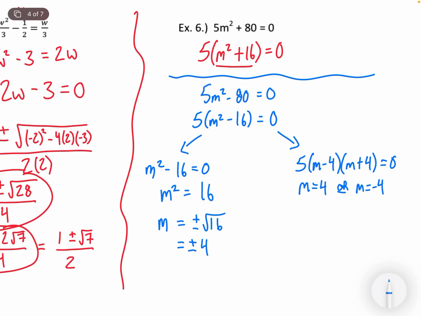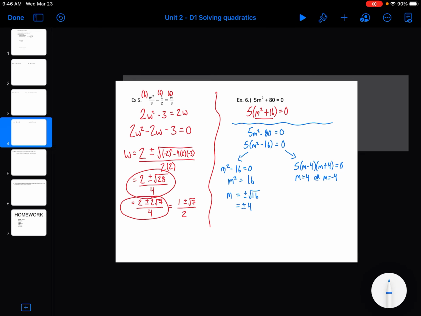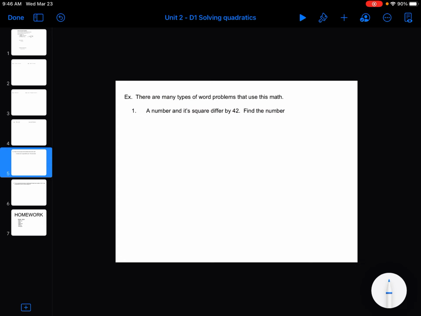We'd get m equals 4 or m equals negative 4. Okay? Same thing as having plus or minus the square root of 16 because the square root of 16 is 4. All right. So a couple word problems and then you can work on the practice. Okay, so a number and its square differ by 42. So what we want to look at here is when we have a number and its square, we want to say let x be the number.